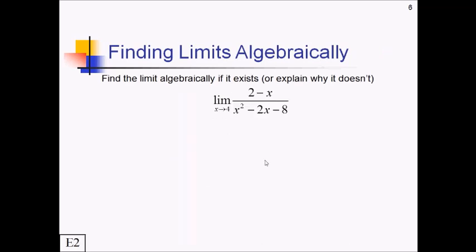Here's another example. Try this one out. So plugging 4 in everywhere, we've got 2 minus 4 and 4 plugged in the denominator.